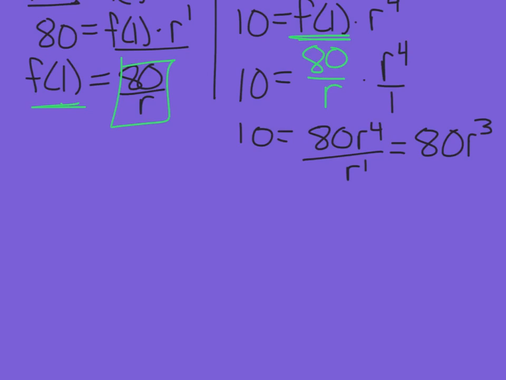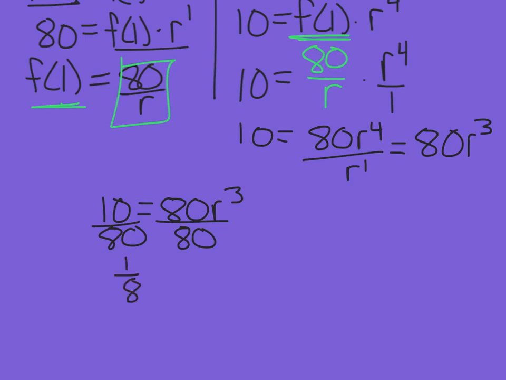So continuing on, if 10 equals 80 r to the 3rd, divide both sides by 80. 10 divided by 80 reduces to 1/8 equals r to the 3rd. And then when we take the cube root of both sides, I know y'all look at the cube root of 1/8 and go, well, I don't know what that is, but you know the cube root of 8 and you know the cube root of 1, so the cube root of 1/8 is 1/2 equals r. Now we have our common ratio.